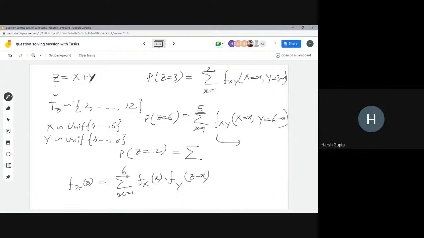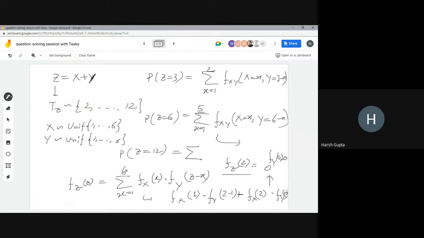Yeah, that is true. So let's say this is fz of 2, and we are summing till 6. Even though we are calculating fz of 2, we are going to sum over the range of x, varying from 1 to 6. So this will be fx of 1 into fy of 2 minus 1, plus fx of 2 into fy of 0. So this value is going to be 0, right? Because fy of 0 will become 0.